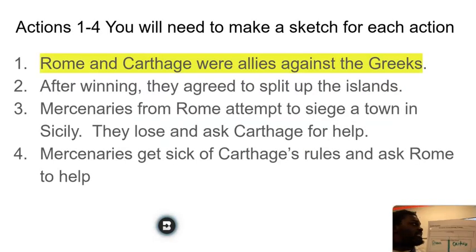So what's going to happen, any of the actions that are highlighted, that is what you are going to draw a picture of in the box. Notice, we are not writing the note here. You have the notes. You have this Google slide. So you don't need to write these down as notes. You already have the notes.